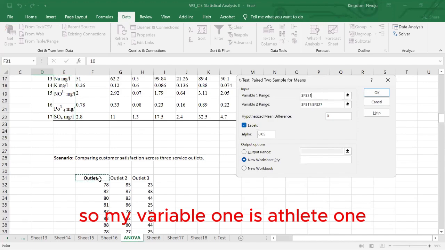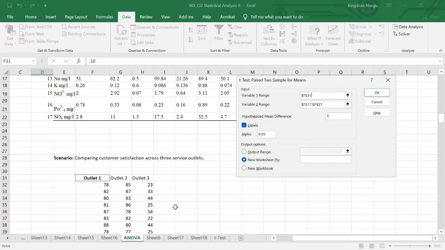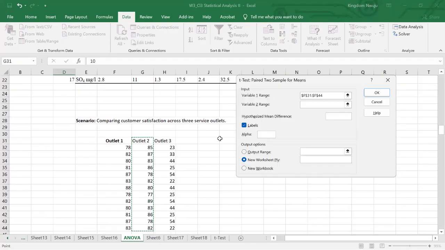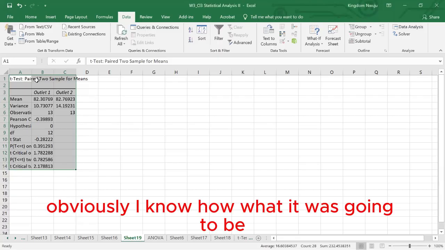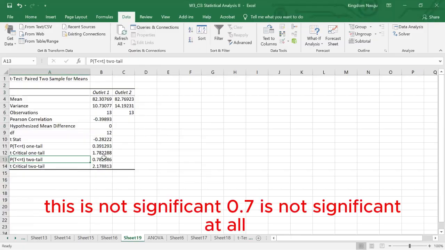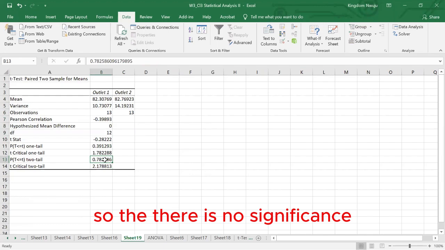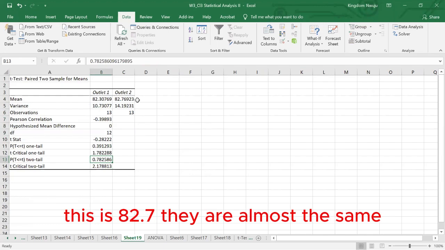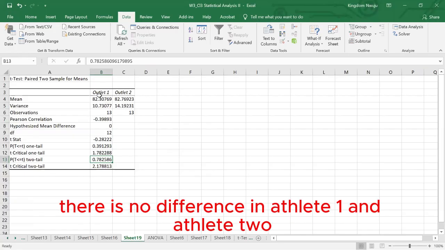So my variable 1 is athlete 1. And my variable 2, I'm going to use athlete 2. Okay, everything is okay and okay. Now look at the outputs. Obviously, I know what it was going to be. Look at the two-tailed test. This is not significant. 0.7 is not significant at all. So there is no significance between athlete 1 and athlete 2. You can see their mean. This is 82.30, this is 82.7. They're almost the same. So statistically speaking, there is no difference in athlete 1 and athlete 2.